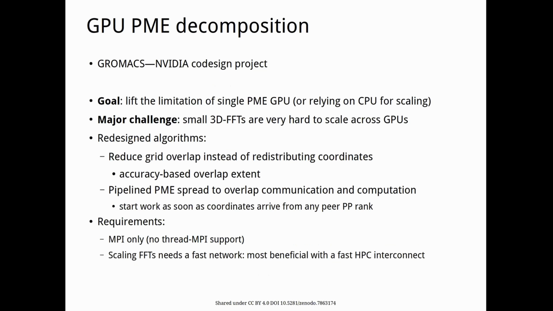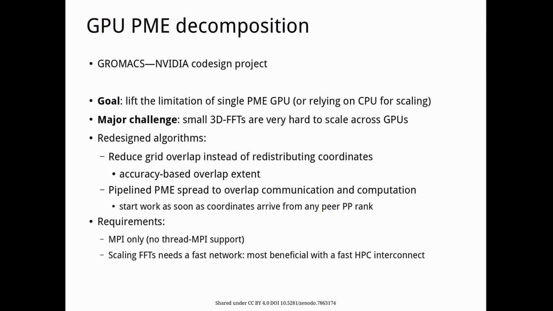However, many people want to use long-range electrostatics, and therefore PME is a key component that we also needed to accelerate. However, PME has traditionally been locked onto using a single GPU or CPUs because PME requires 3D FFT computations, and the small 3D FFTs that we generally use are very hard to scale, especially across GPUs. So in this co-design project, our goal was to lift the limitations of a single PME GPU and allow further scaling. Firstly, we redesigned algorithms, taking a different approach where we reduce grid overlap instead of redistributing coordinates.